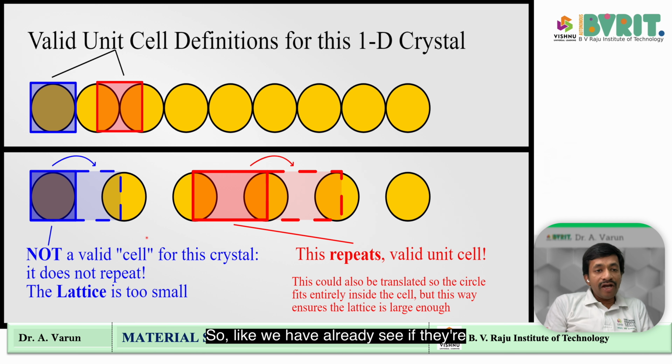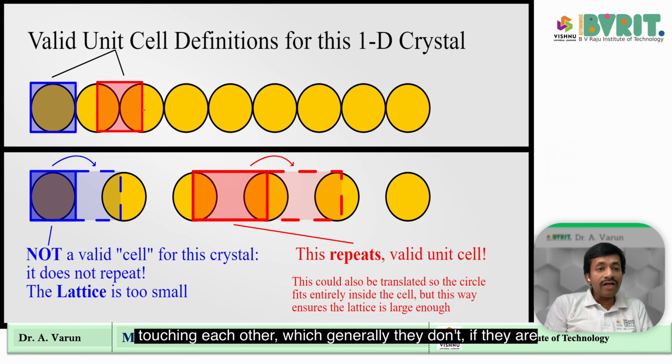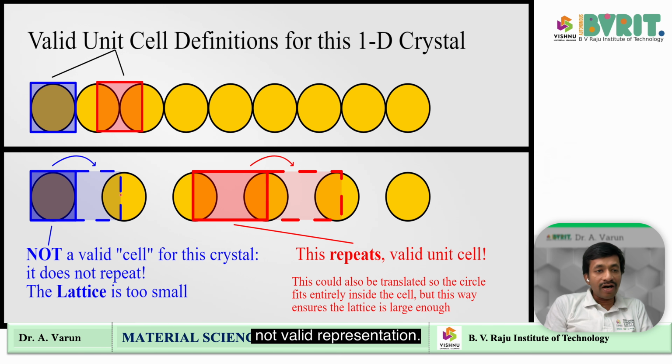Like we have already seen, if they are touching each other, which generally they don't, this is how it will be represented. And we have understood very clearly that the blue one is not a correct representation, because if there is any gap, this and this are both not valid representations. So the blue one is not possible.